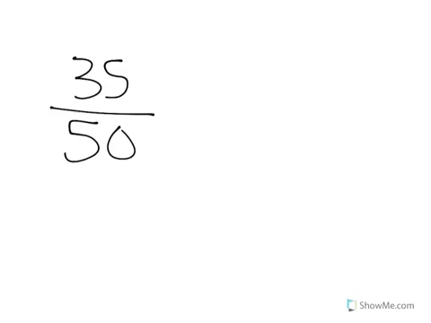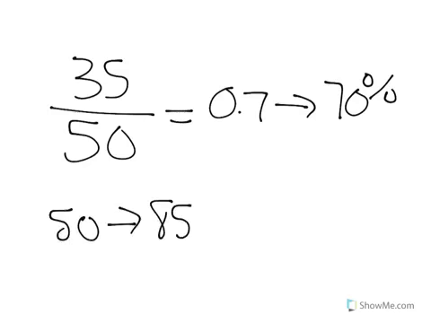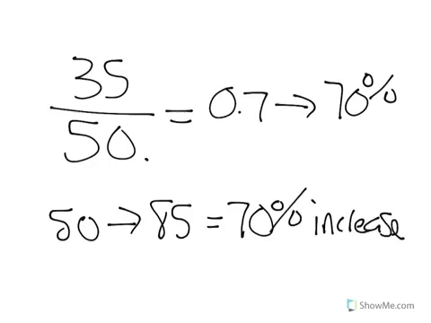So, what is 35 divided by 50? It is 0.7, or 70%. Alright, so, once again, you started at 50, you ended up at 85, which represents a 70% increase, which is what you need to write next to the increase line there on the second yellow one.